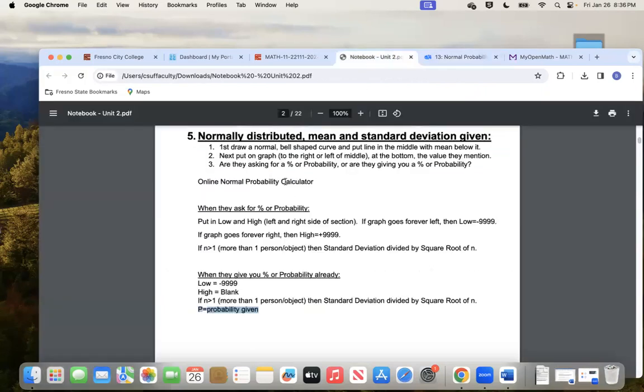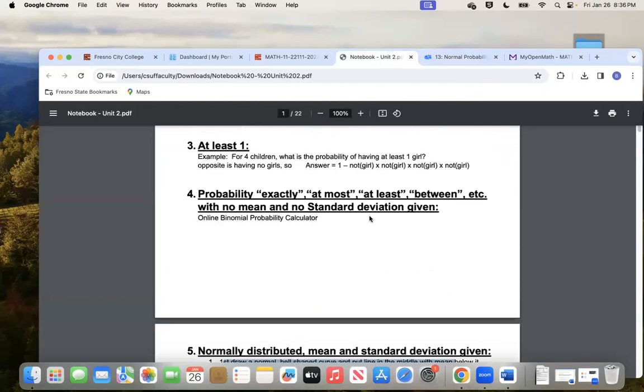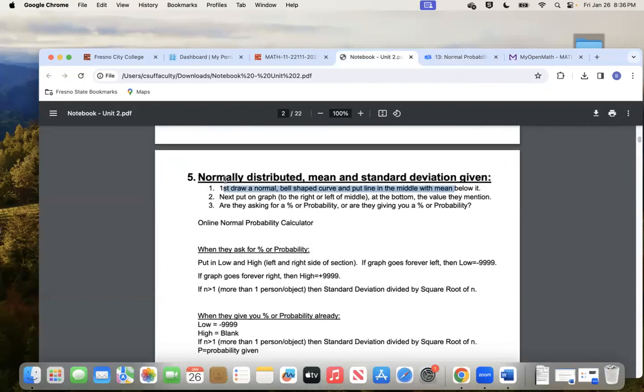Let me show you the notes. Here's where it says it. This is the unit 2 notes, coming on down to number 5. Normally distributed, that's the keyword. First, draw the normal bell curve. Put the line in the middle with the mean below it. Next, put on the graph to the right or the left the value they mentioned. We did it to the right.